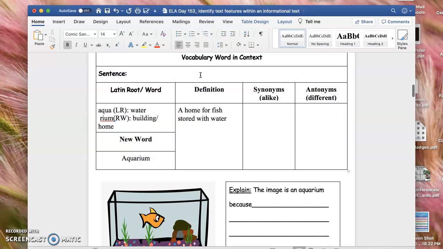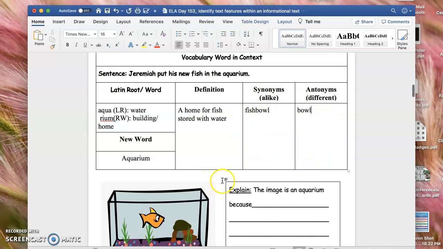And so let's go ahead and create the sentence. Jeremiah put his new fish in the aquarium. Okay, and so what are some synonyms for the word aquarium? Fish bowl, right? And then a regular antonym would just be bowl, right? Okay, because a fish bowl has water, a bowl doesn't.